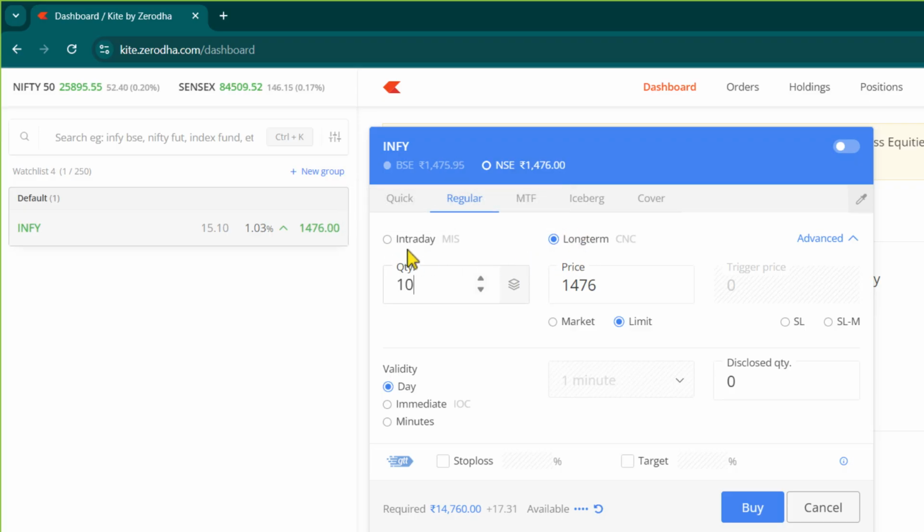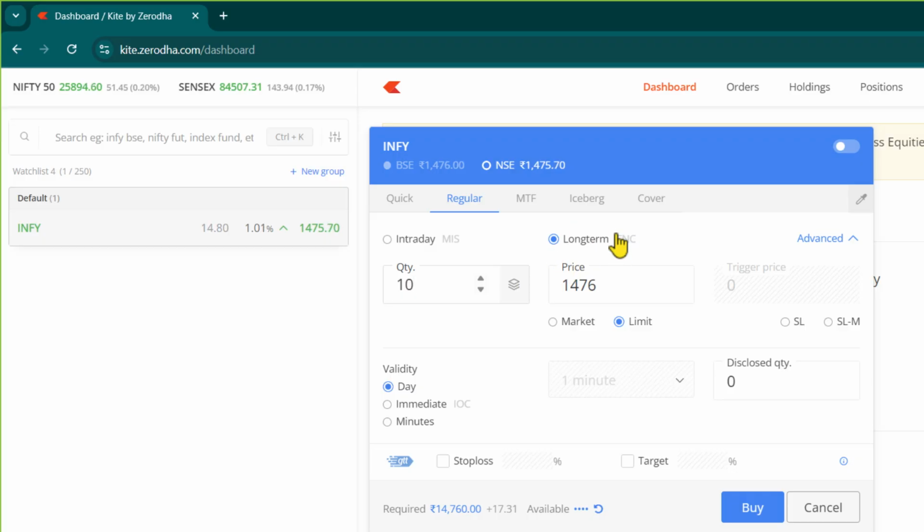Intraday means I can have the position open from morning 9:15 till afternoon 3:30. If it is for long term, then I have to click on this, meaning I will buy shares today and then I will sell it after a few days or weeks or years. So this is what long term means.